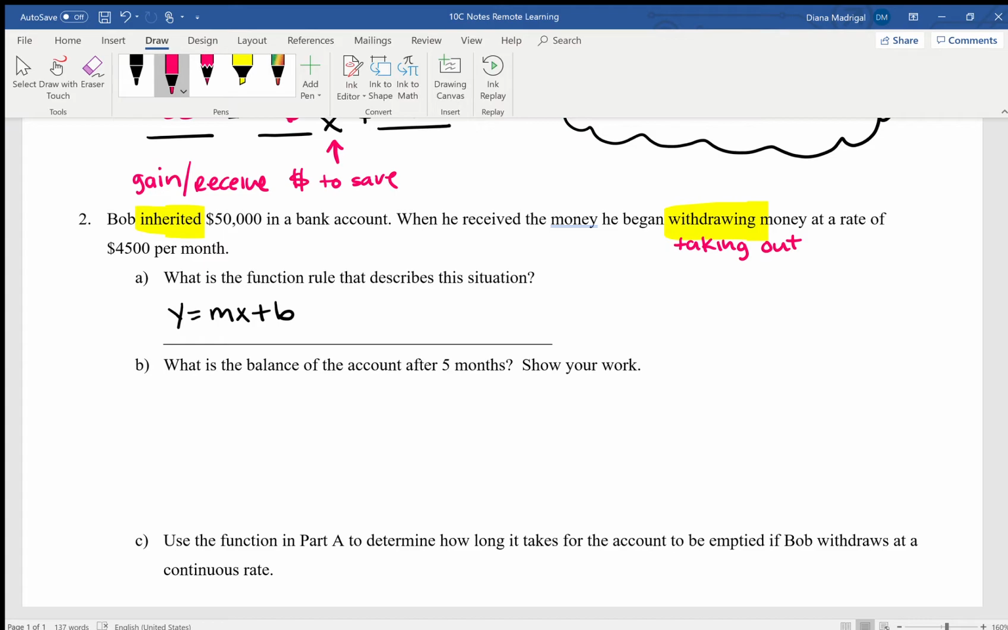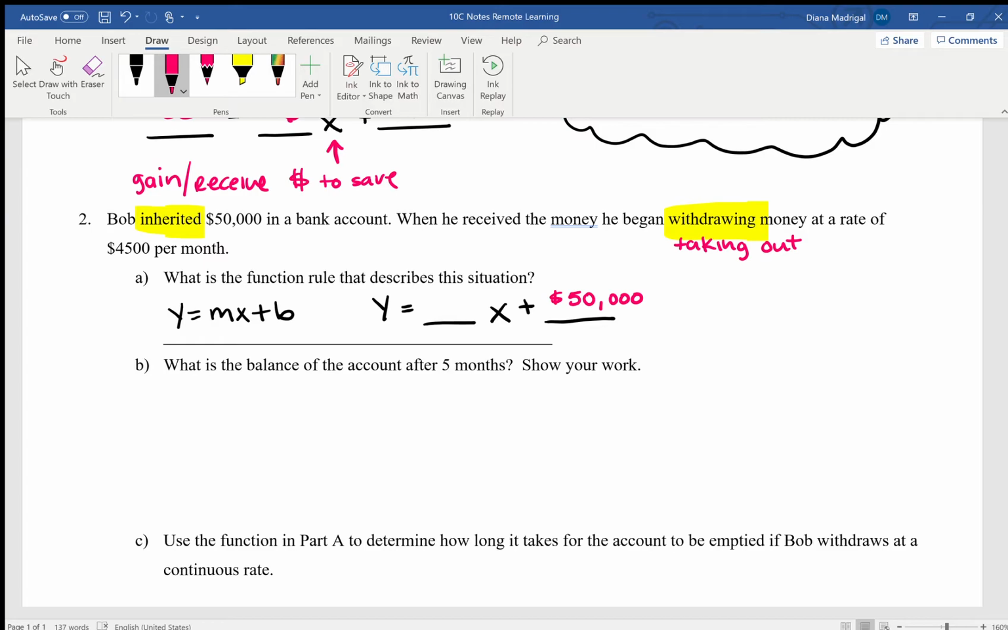That's not the total, right? That is how much he started with. So I'm going to have y equals blank x plus blank. The money that he started with was the 50,000. And it says when he received the money, he began taking out money at a rate of 4,500.